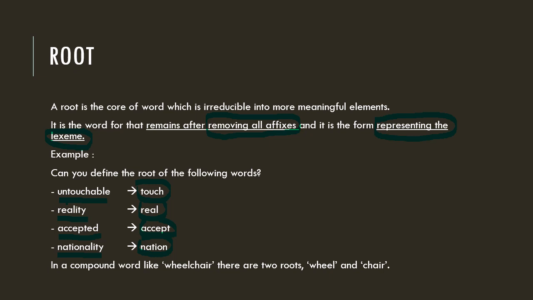In a compound word, it also has two roots. In a word like wheelchair, this word has two roots. The roots are wheel and chair. So in a compound word, you have more than one root. That's the summary of root.